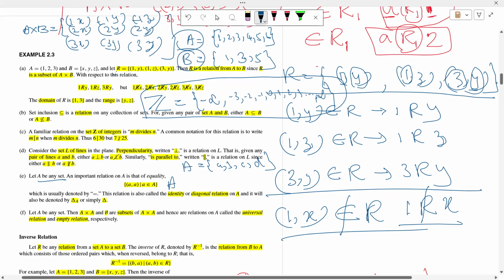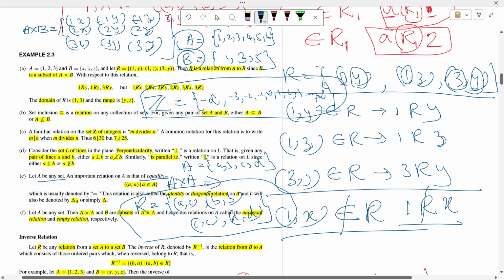It means we need to think about A cross A first. Then in that relation, the important thing here is equality, meaning both elements are equal. Then can you tell me the possible elements for this relation? A comma A, B comma B, C comma C, and D comma D. These are the possible elements in that particular relation. That is why they mention it as an equality relation, right? So this is the only possible relation here.